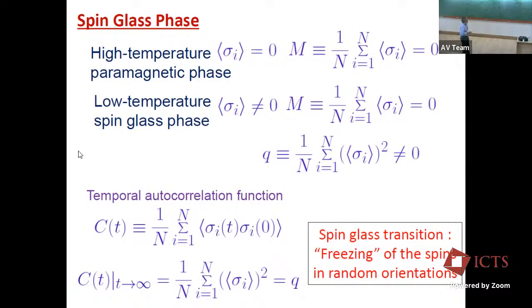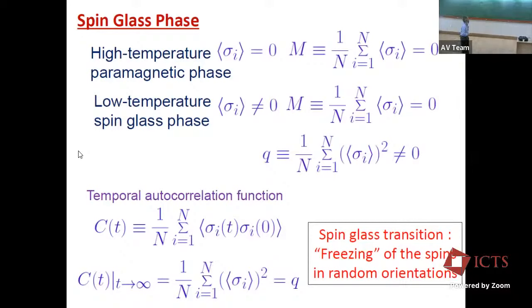And when this t goes to infinity, this average of the product becomes the same as the product of the two averages. At t going to infinity, the two spins will be uncorrelated, and so this correlator will basically become the product of the two averages. So if I take the t going to infinity limit, then this product average becomes sigma I average squared. And that gives me the Q, the Edwards Anderson order parameter.